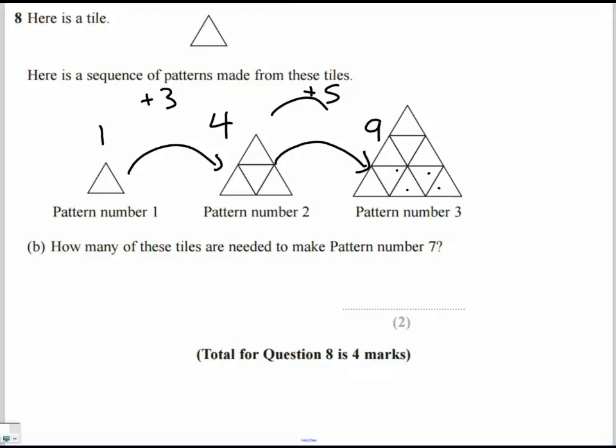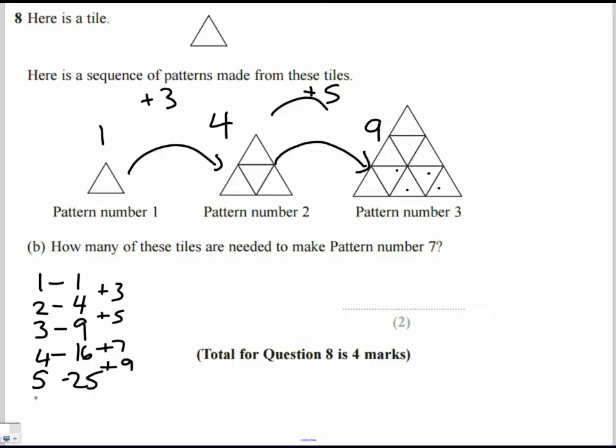How many of the tiles are needed to make pattern number 7? So if 1 has 1, 2 has 4, and 3 has 9, we're adding 3, 5. We add 7 for pattern number 4, which is 16. For pattern number 5, we add 9, which is 25. For pattern number 6, we add 11, which is 36. And for pattern number 7 that we're interested in, we add another 13, which is 49. So pattern number 7 has 49 tiles.